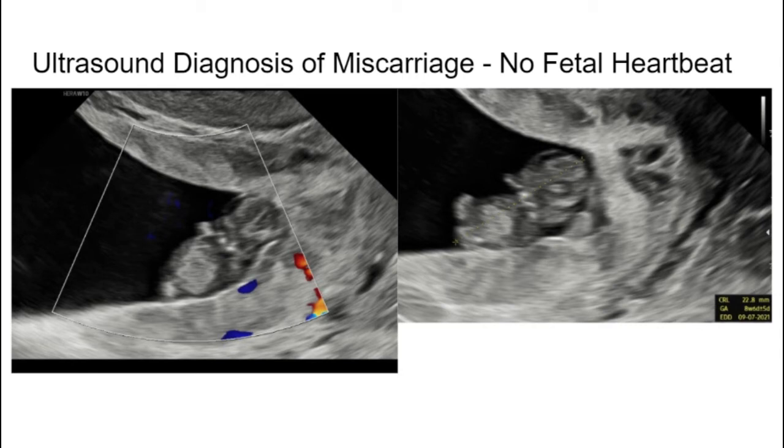You can see that the CRL is 22 millimeters from the top of the head to the rump. So you would definitely expect to see a heartbeat if one was present. So you diagnose miscarriage based on this scan.